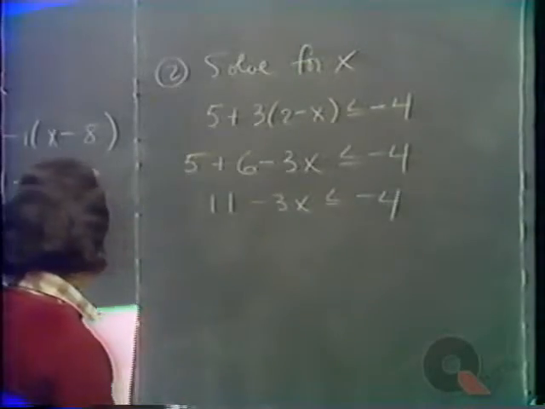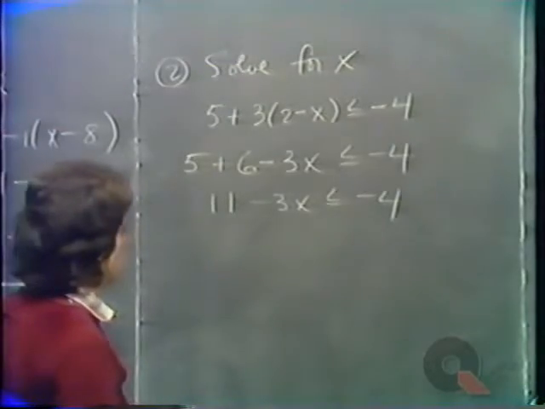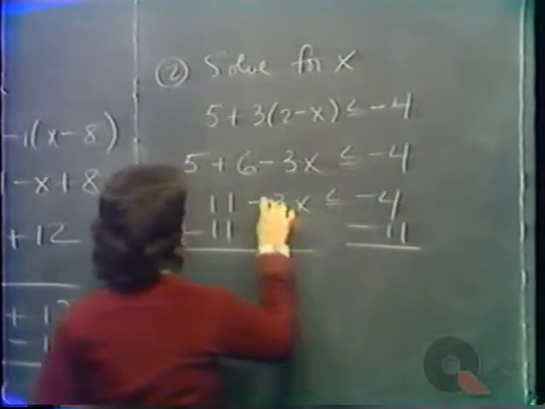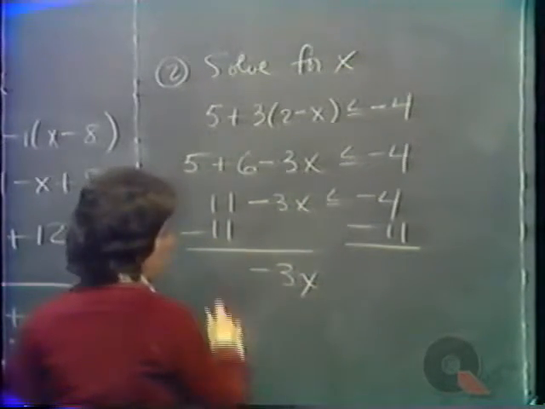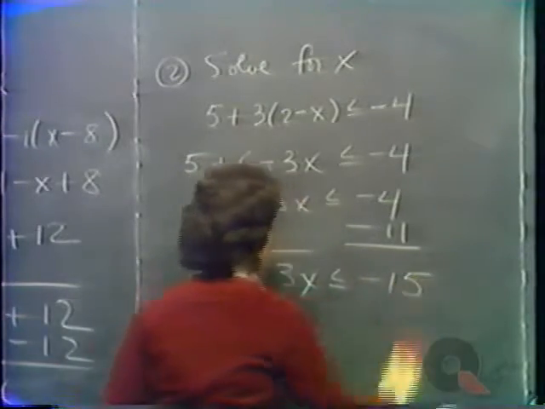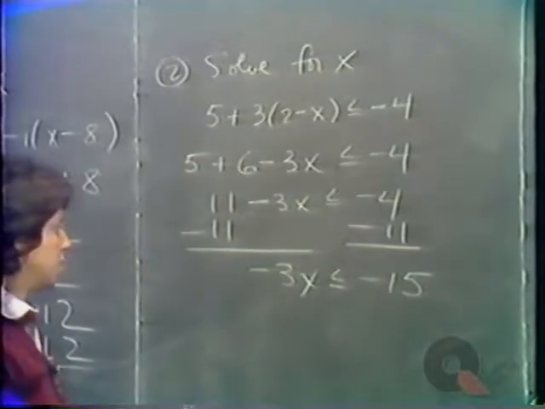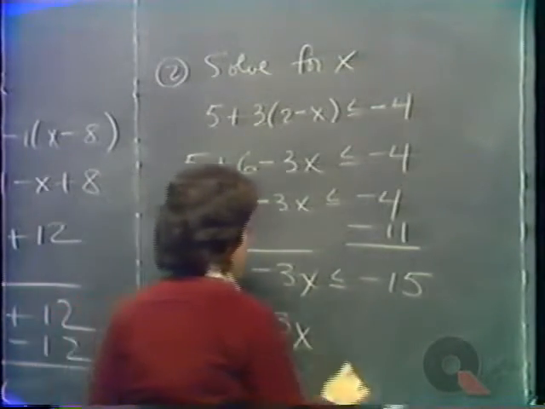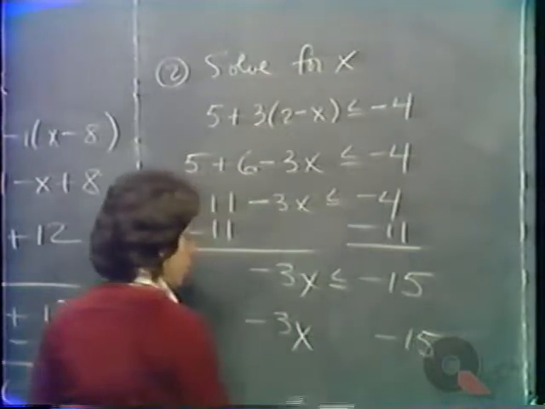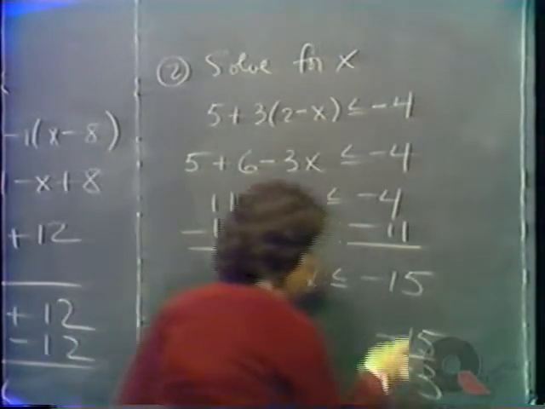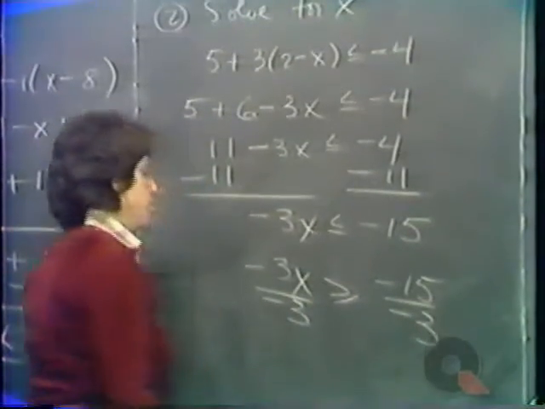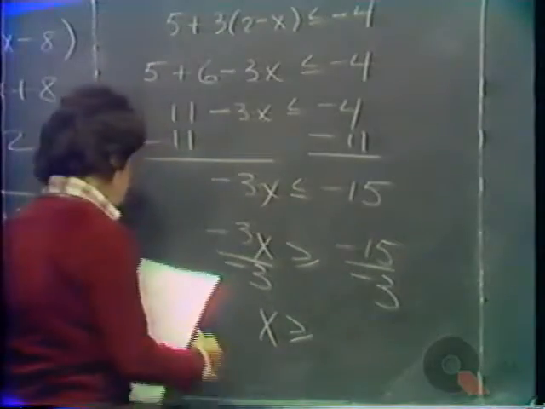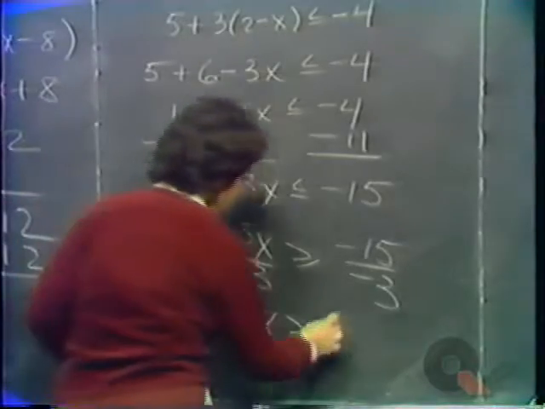And let's try to get x alone on one side of the inequality, so we can subtract 11 from both sides. This will give us minus 3x, the 11s will cancel out, less than or equal to minus 15. We're going to divide both sides by minus 3, but since it is dividing by a negative number, we're going to reverse the direction of the inequality. When you divide by a negative, you must reverse the direction of the inequality, giving us, here the minus 3's cancel, x greater than or equal to minus 15 over minus 3, which is plus 5.